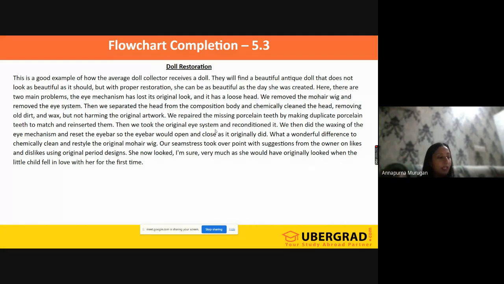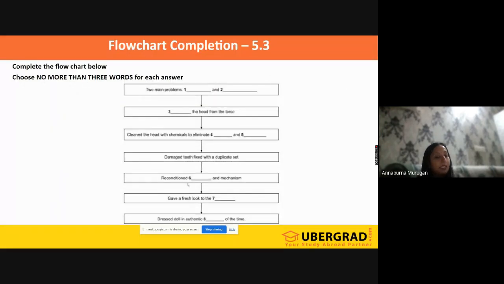Very good. So it's not eye bar. Why is it not eye bar? See, we then did the waxing of the eye mechanism and reset the eye bar. What is the verb they had given? They reconditioned. What did they recondition? It should be the original eye system, right? It is not the eye bar. It is the original eye system. So therefore, we have: reconditioned original eye system and mechanism, right? So that's over.